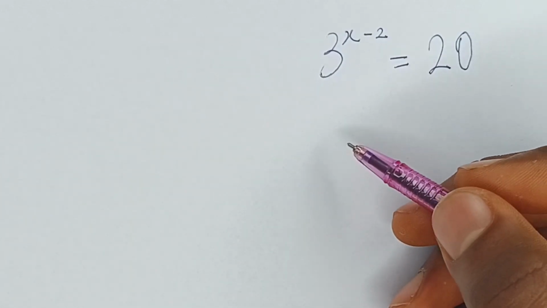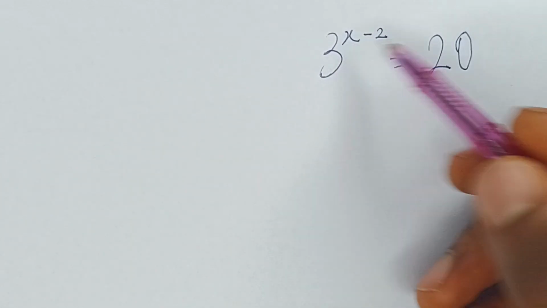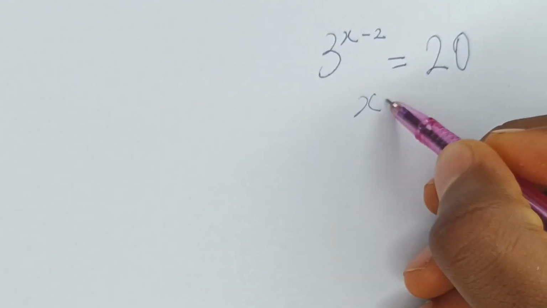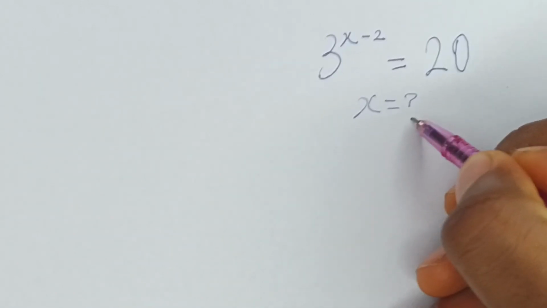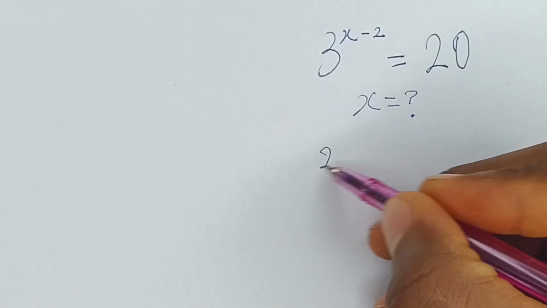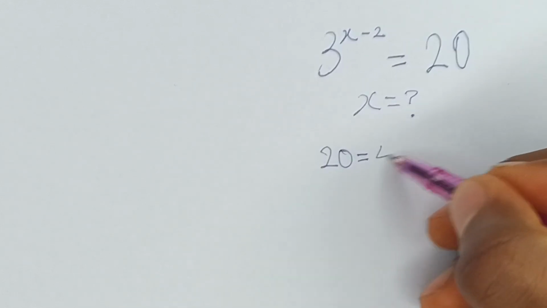Let's solve this together. It says 3 raised to power x minus 2 is equal to 20. We are going to solve for the value of x, okay? So how do we do this? Now first things first, you can say that 20 here is equal to 4 times 5.